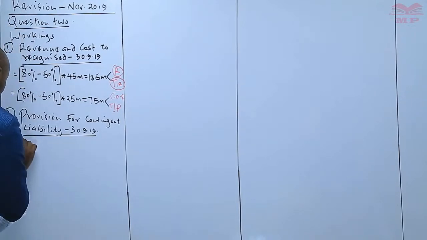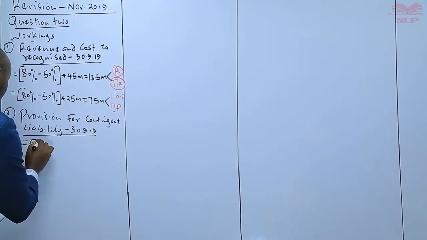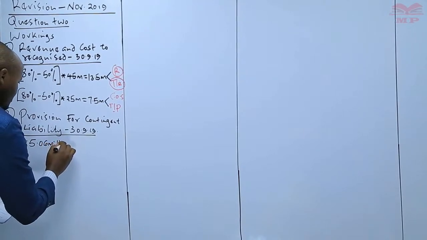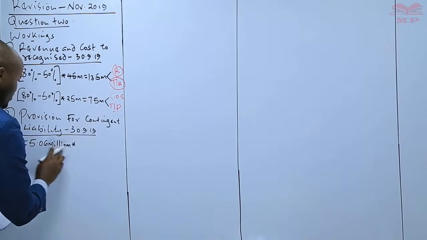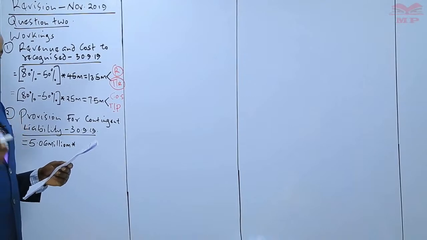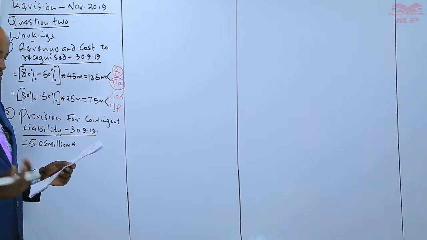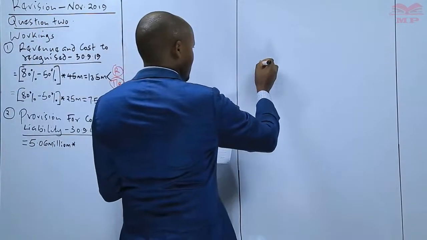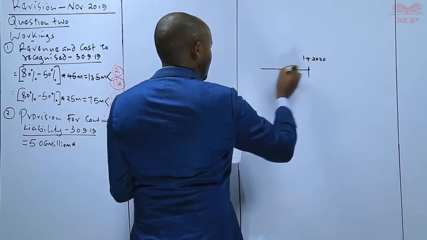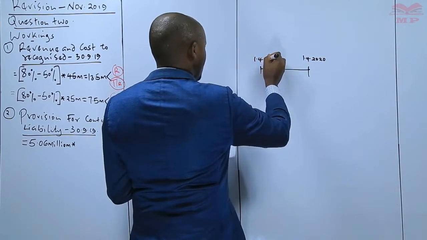And in our case, we are told that the damages which are expected to be paid by the company is 5.06 million, and what we need to do is to discount this, or to get the present value of these particular damages, because we are told they will be paid on 1st April 2020. So 1st April 2020, and in our case we are told that that particular legal case was instituted on 1st of April 2019.